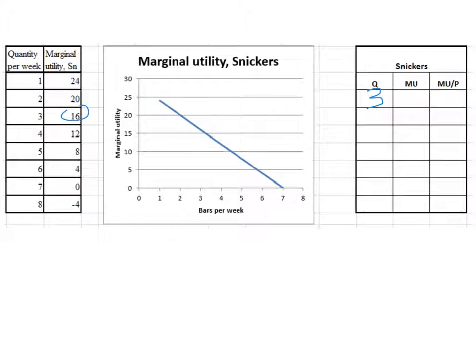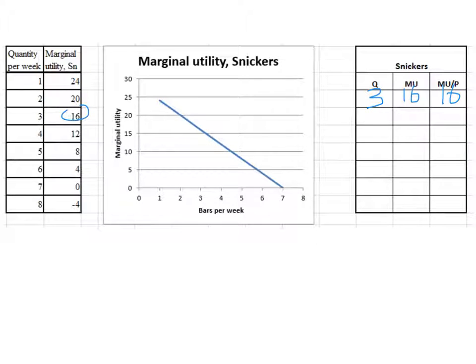Marginal utility 16 and 16 per dollar. So we've got 16 utils per dollar, both with granola bars and with Snickers. He's successfully implementing the rational spending rule.